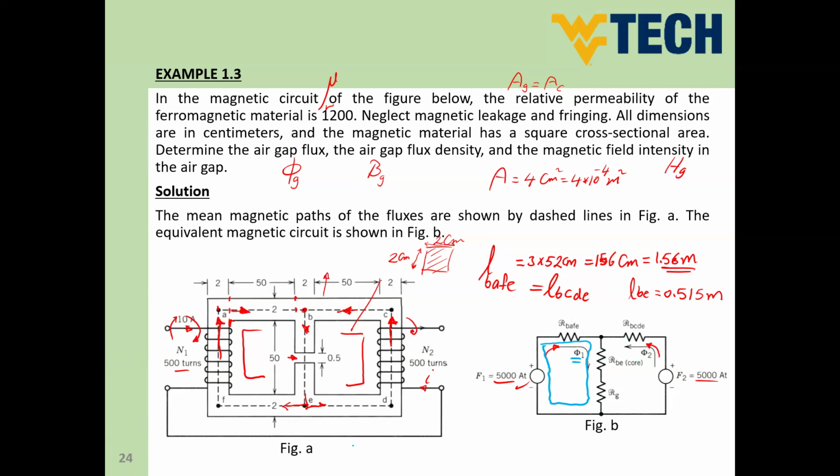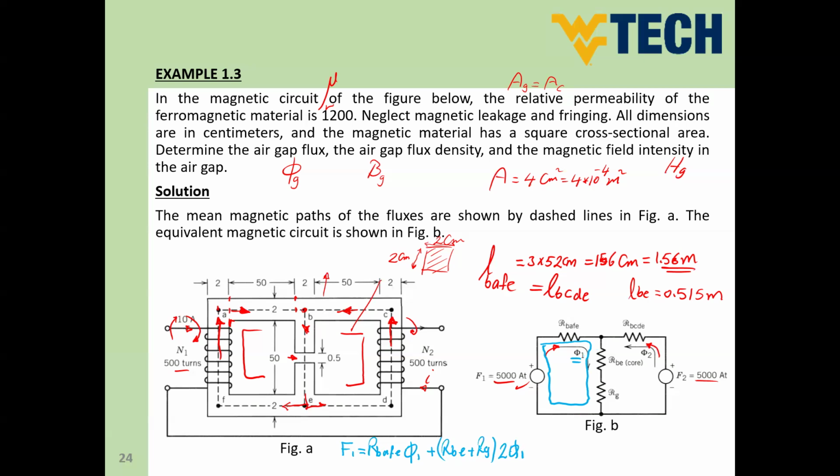So I can say here now, if I would like to write the relation, F1 equals reluctance BAFE times phi 1, using phi times reluctance, plus the other two reluctances, reluctance BE of the core plus reluctance gap, all times the flux in the central arm, which is phi 1 plus phi 2, which is going to be 2 times phi 1.